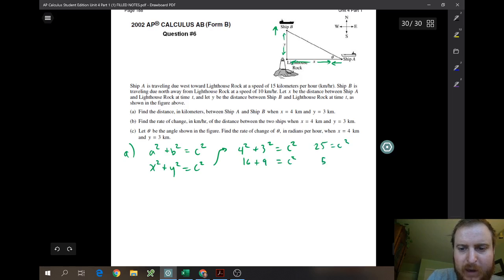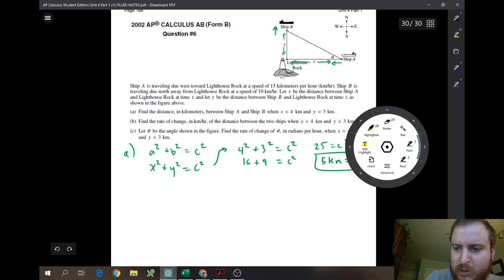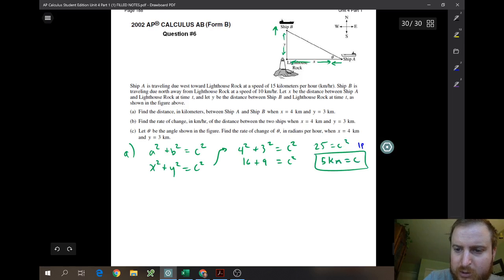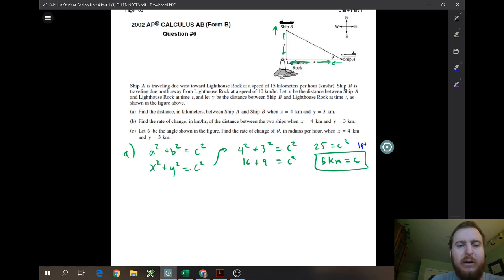Now, don't just put 5 equals c. It's important to put 5 kilometers equals c. This is only worth 1 point on this question, and you're going to lose that point if you don't have your kilometers. So be very careful about that.